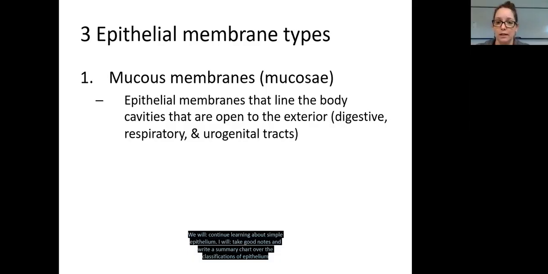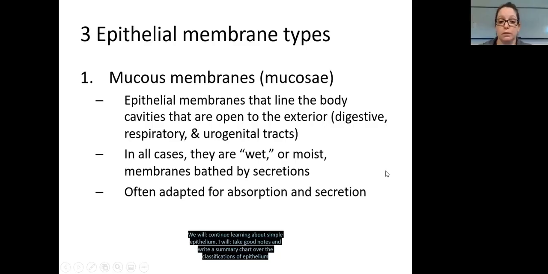reproductive tract. The vagina is lined with mucosa, and then of course the urethra of males is lined with mucosa, and both of them are to help trap and expel foreign particles. I got nothing else.